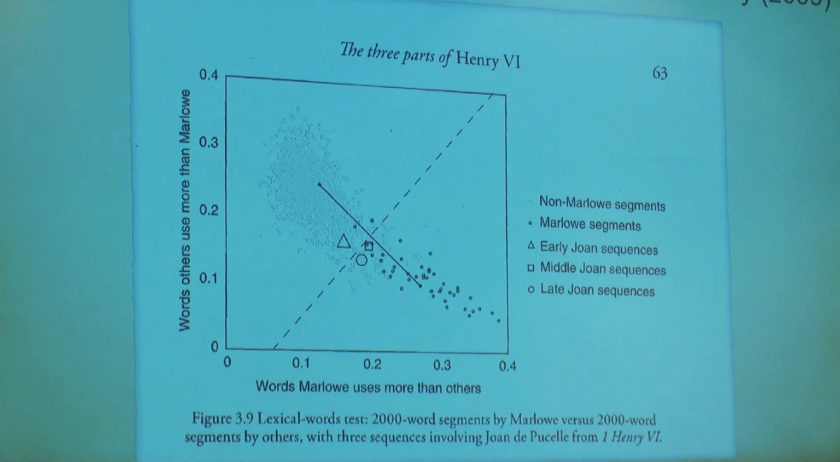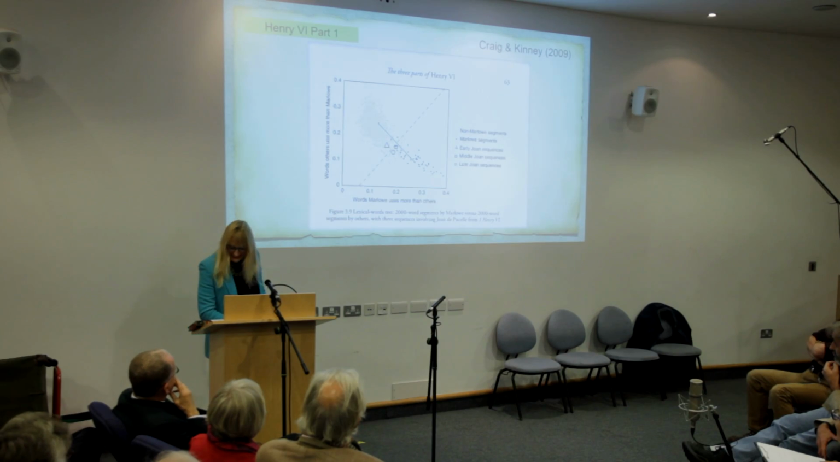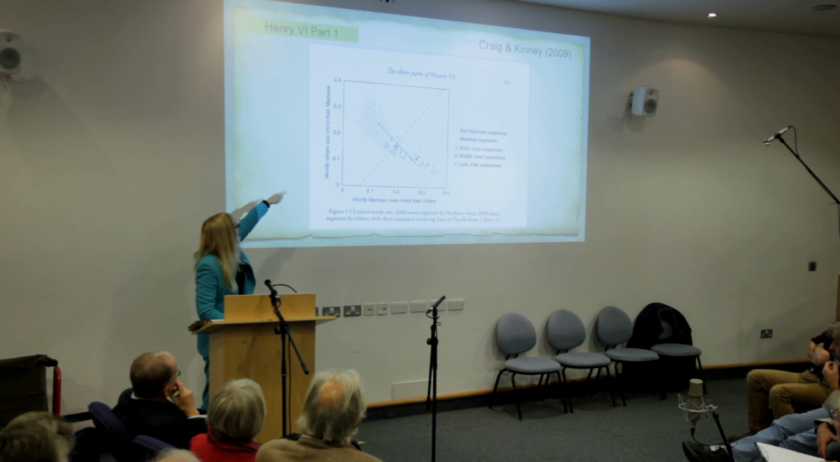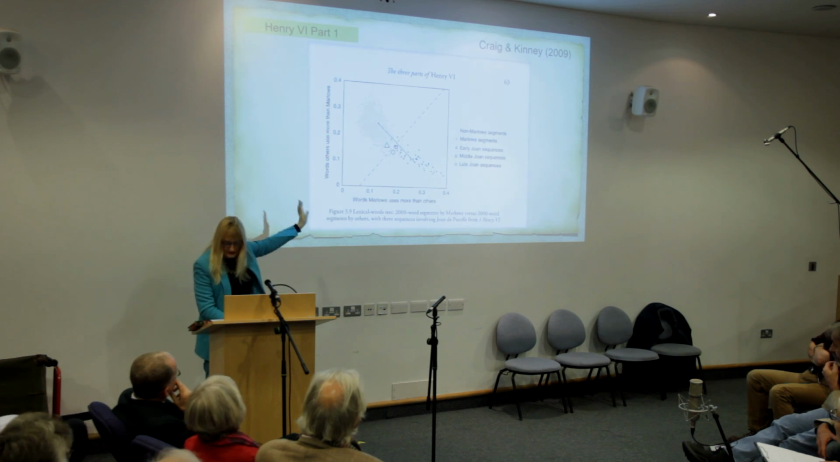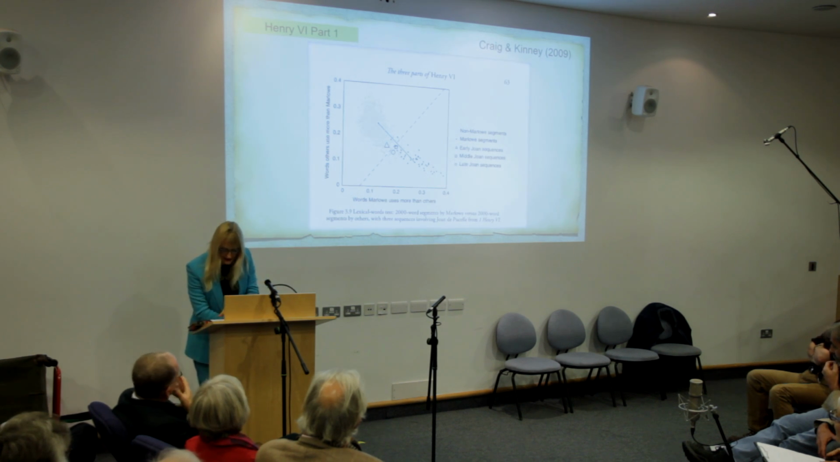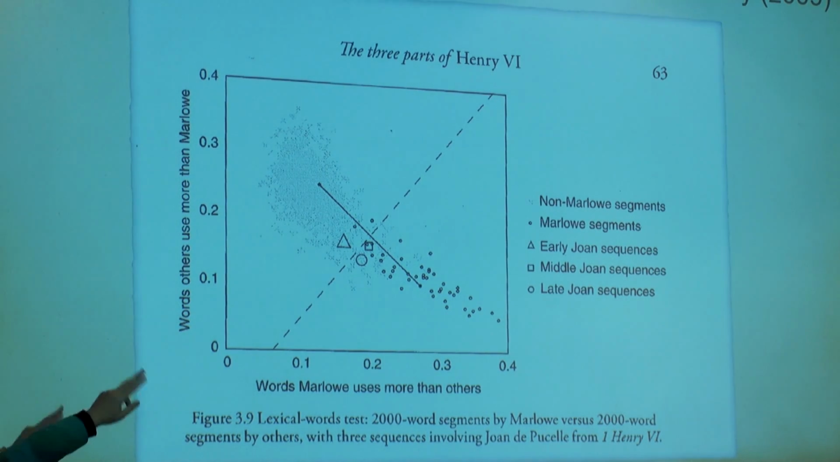The dots here are segments from Marlowe's acknowledged canon. You see the dots on the right. These are words, it's mapped with words that playwrights other than Marlowe use more. So it's like words Marlowe uses more than others against words others use more than Marlowe. So you can see how that one works, hopefully. And here are the three Jones sequences in the middle, those geometric shapes.